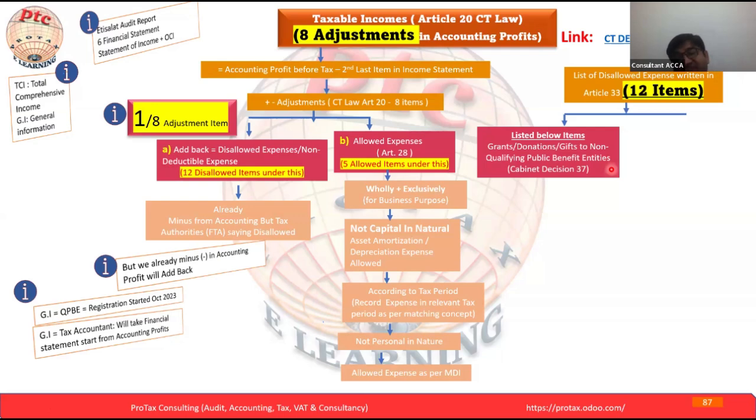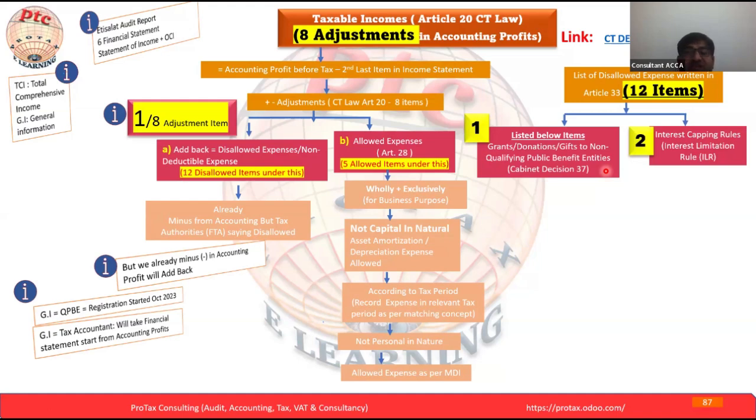As per accounting, yes, this is an expense. Even if we give charity to non-qualifying public benefit entities, we can still record it as an expense as per accounting, if the relevant standards allow it. But as per the tax law, Article 33, this is disallowed. If we already deducted it and reduced our accounting profit, we will add it back, so our taxable income, the tax base, will increase. This is our first point out of the 12 points.